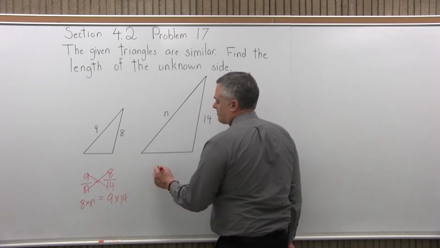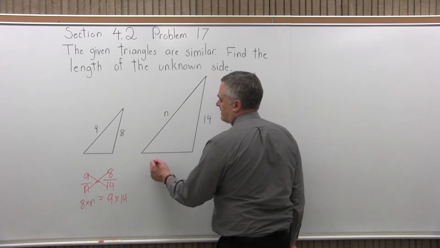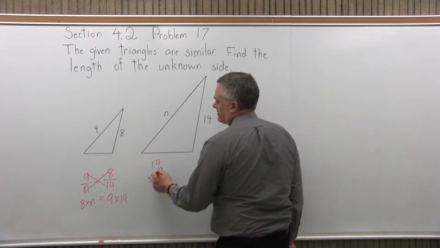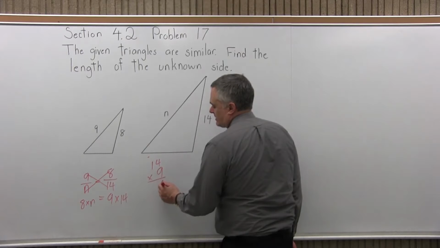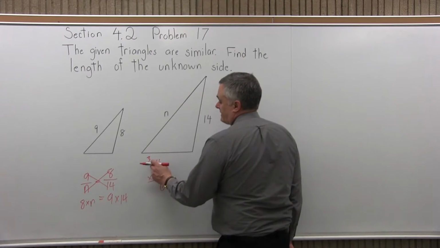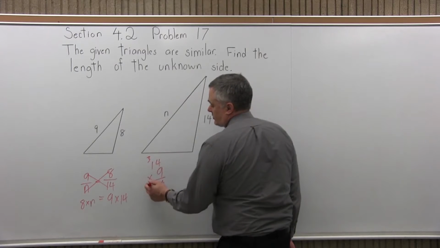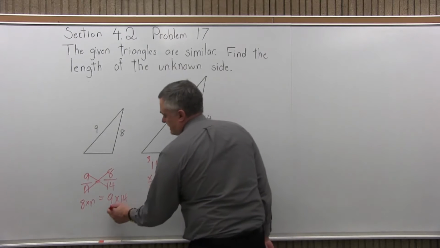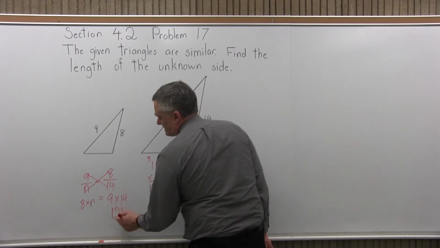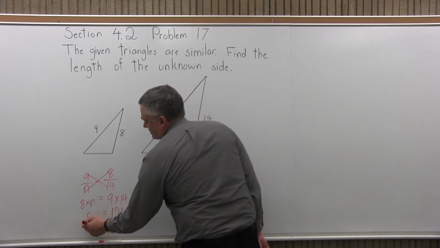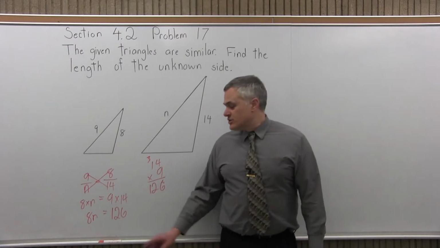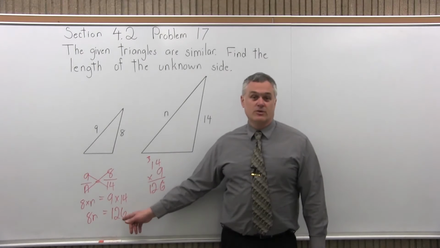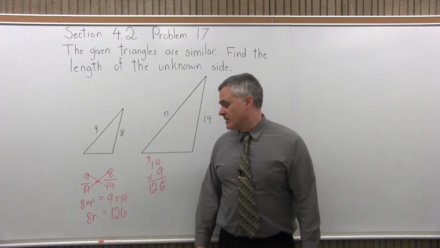9 times 14 is probably bigger than most people want to do in their head, so you can just do it out the long way. 9 times 4 is 36. Write the 6, carry the 3. 9 times 1 is 9. 9 plus 3 more is 12. So you have 126. 9 times 14 is 126. And 8 times n we can just write as 8n. So 8n equals 126. You can solve for n by dividing the 126 by the number in front of the n, divide by the 8.